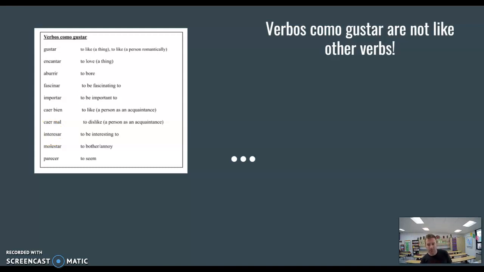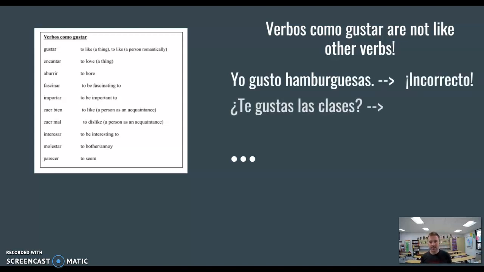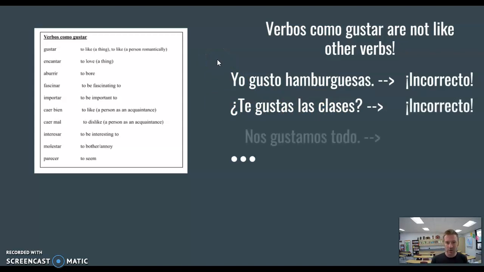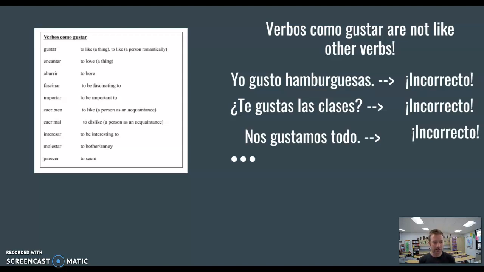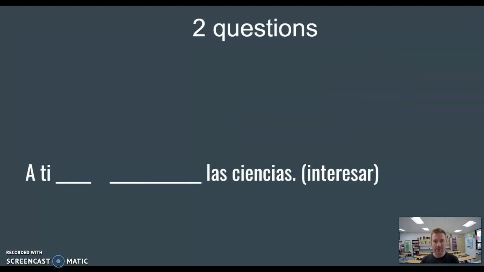When I say, oh, I speak español, I can say yo hablo, or yo como, or yo voy, right? But with these verbs, you don't do that. You can't say yo gusto hamburguesas. That is incorrecto, right? You can't say te gustas las clases, even though we're talking about tú, and usually those things end with an S, right? Like hablas español. In this case, no, it's not te gustas las clases, right? That is incorrecto. Nos gustamos todo. If we're saying nosotros, usually it ends in amos, right? Hablamos, escribimos. But in this case, no, that is incorrecto, okay? So these verbs like gustar are different, and we're going to be reminded of how that's the case, okay?